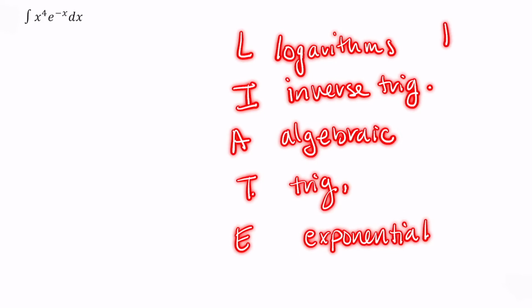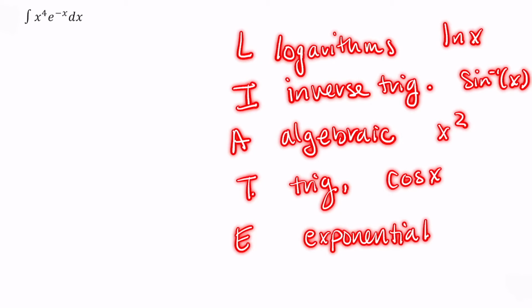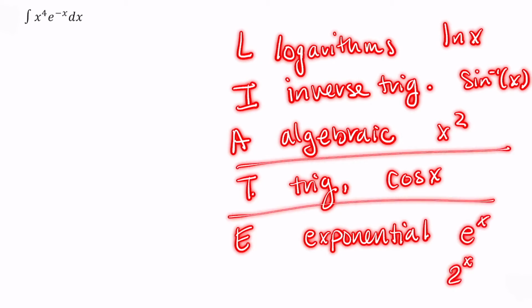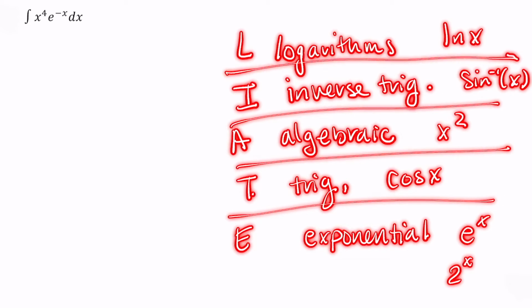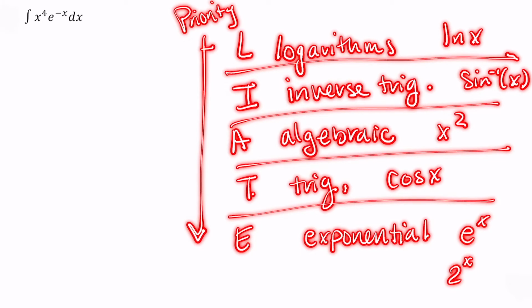So for logarithms, think ln of x. For inverse trig, think sine inverse of x. For algebraic, something like x squared. For trig, say cosine x. And then for exponential, say e to the x or 2 to the x. So that should give you an idea of what kind of choices you're making. First, the ones on top have priority. So pick these first for your u, and then go down the list and see what else is potentially available before picking u.